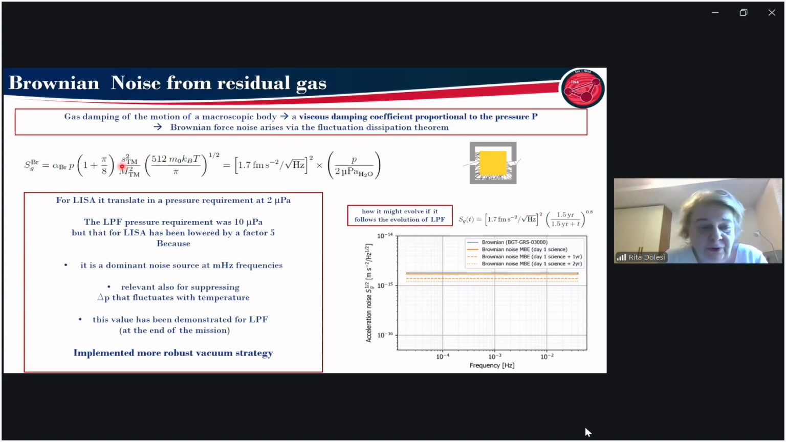Decreasing the pressure decreases also another source of noise that is related with the gradient of pressure across the test mass that fluctuates, because the gradients fluctuate because the temperature fluctuates, given that the outgassing is a temperature-driven phenomenon. You will end up having this source of noise that is dominant at a very, very low frequency. 2 micropascal was the level of the pressure at the LISA Pathfinder mission. So, 1 year and a half almost. So we are confident that we can achieve that value, also by means of a more robust vacuum strategy that we are implementing.